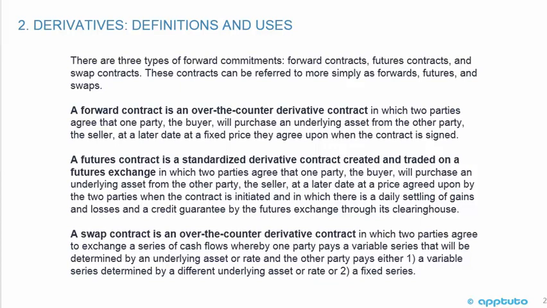Finally, a swap contract is an over-the-counter derivative contract in which two parties agree to exchange a series of cash flows whereby one party pays a variable series that will be determined by an underlying asset or rate, and the other party pays either one, a variable series determined by a different underlying asset or rate, or two, a fixed series.